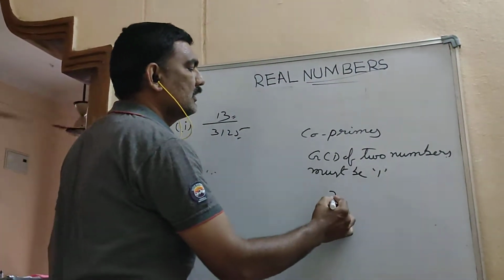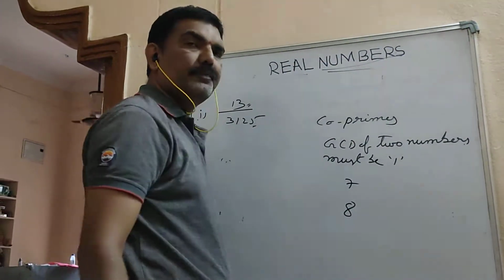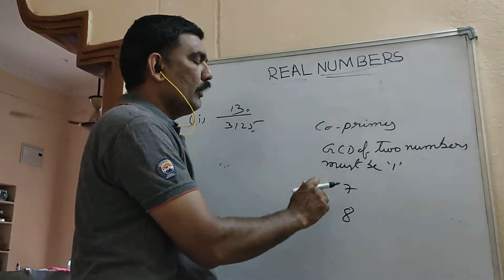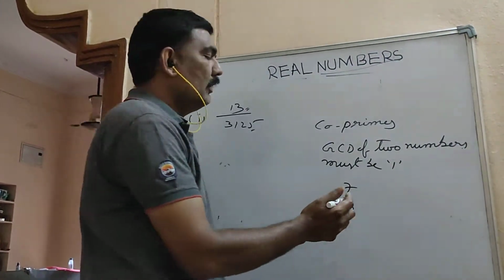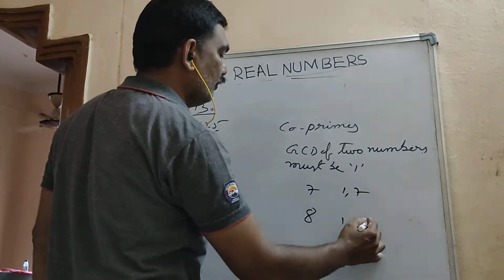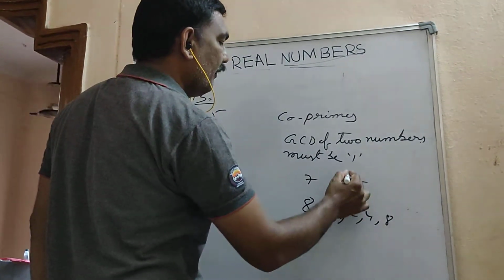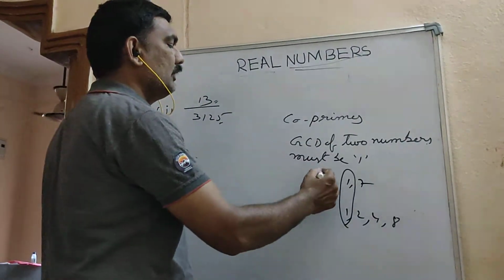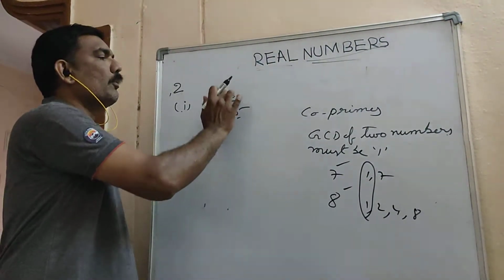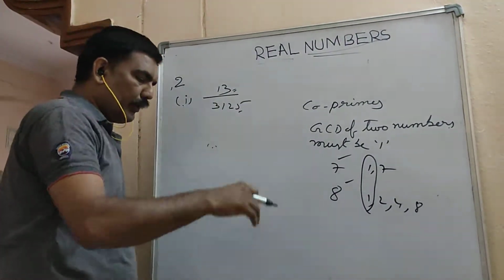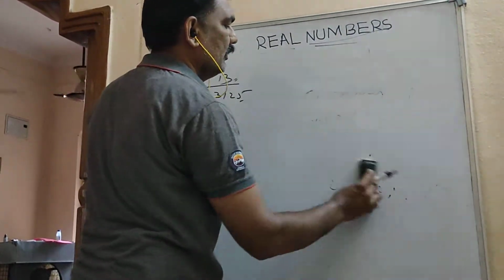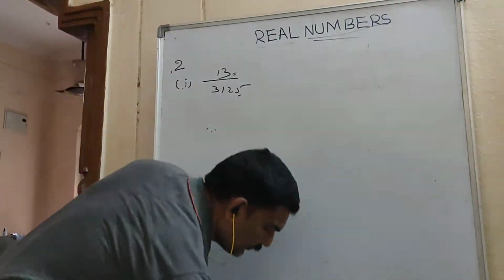Like 7 and 8. Factors of 7 are 1, 7. Factors of 8 are 1, 2, 4, 8. The common factor is only 1. Therefore, the GCD of these two is 1. So first these two should be co-primes. Then for the denominator, you have to find the prime factorization.